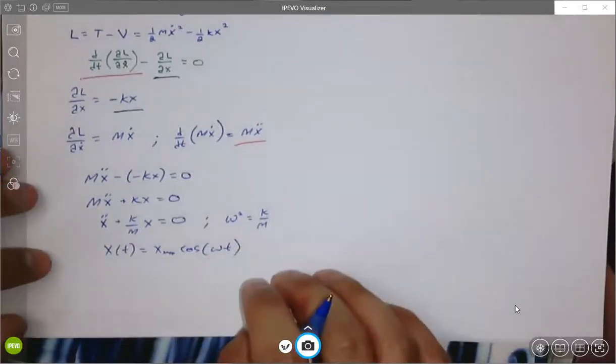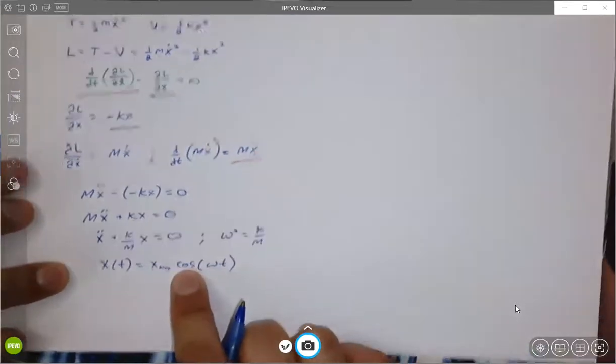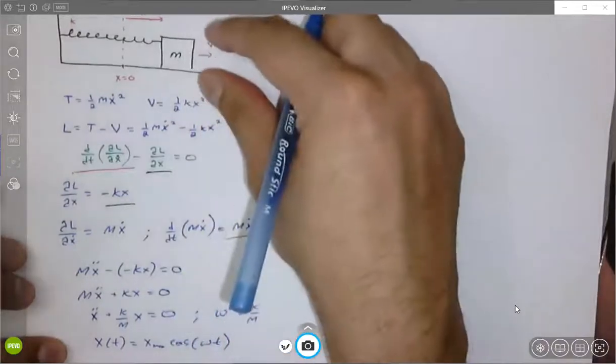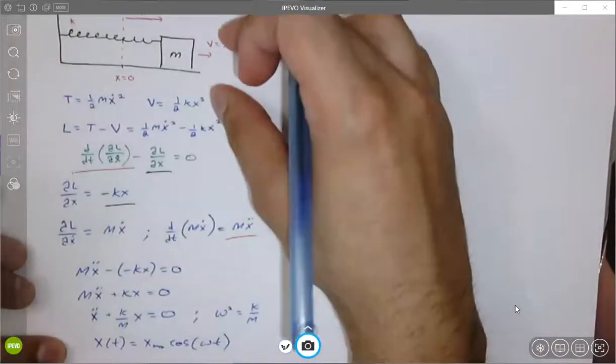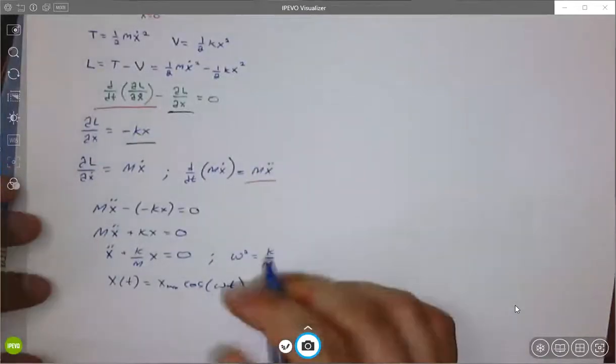Something else that I want to say is cosine. It doesn't necessarily have to be cosine. We're just starting not at equilibrium position. We're starting at some point further away. So I'm going to start with cosine. If you were in the middle, you could say sine. So it doesn't matter if it's sine or cosine, but there it is.